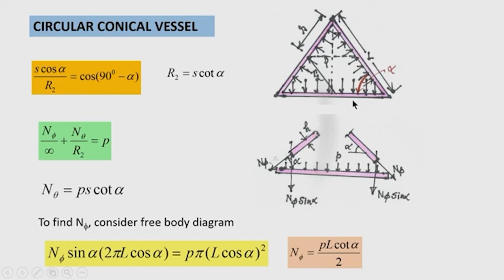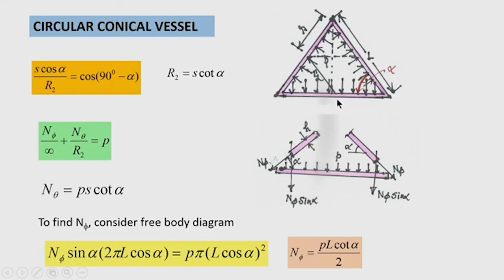Therefore, the total load here will be the uniform pressure intensity p multiplied by the area of the circle. For the end plate, which is of circular shape, the radius will be L cos alpha. So, the total load on this end plate will be p, the intensity of the load, times the area of the circle, pi L cos alpha whole squared. So, this is the total load.